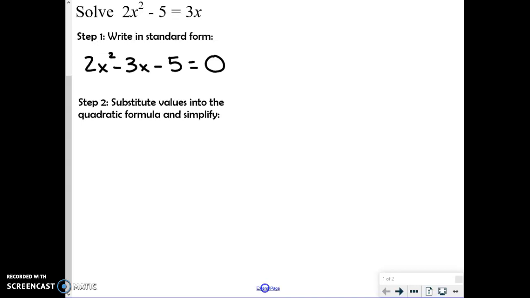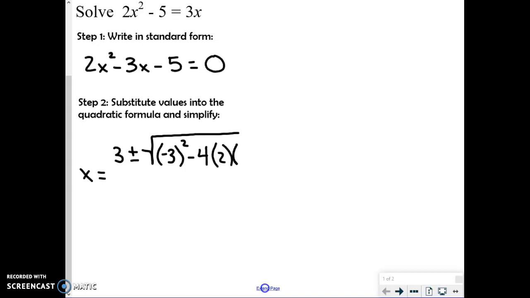Now once we have our equation in standard form, the next step would be to substitute values into the quadratic formula and simplify. So if we did that, it would look something like this. X equals the opposite of b, so the opposite of negative 3 is positive 3, plus or minus the square root of b squared, so negative 3 squared, minus 4, which is part of the equation, times a, which is 2, times c, which is negative 5, and this is all going to be divided by 2 times a, which in this case is also 2.